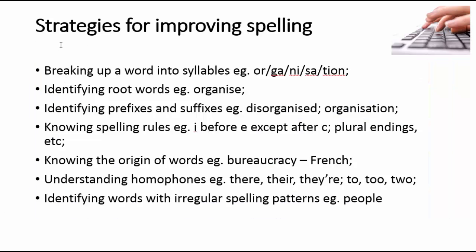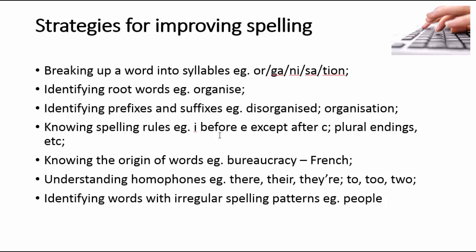Let's have a look at some strategies for improving spelling. If you're having problems with words which are commonly misspelt, you might look at some of these ideas. For example, you could break a word into syllables. So in organisation, we've got 5 syllables, organisation, and you can actually hear the differences. Identifying root words, for example, organise. Identifying prefixes, which means the letters at the start, and suffixes, which are the endings of the word. So disorganised, dis would be a prefix, and organisation, the tion would be a suffix.